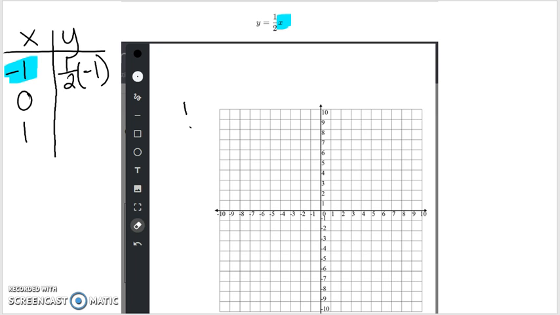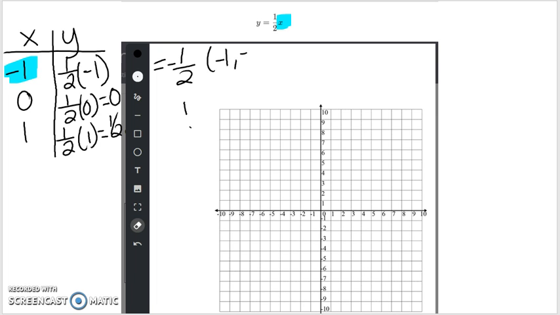So -1/2 times -1 would give me -1/2. We're going to keep doing that same thing. So 1/2 times 0 is 0, and 1/2 times 1 is 1/2. So remember, you can get your coordinates from this table. So my first coordinate is -1, -1/2.